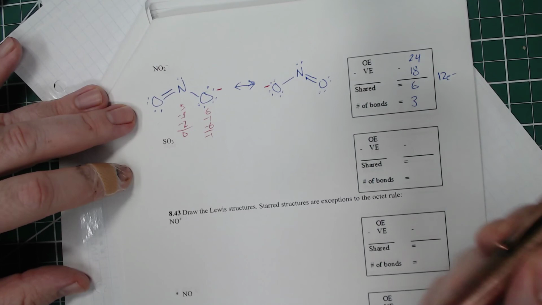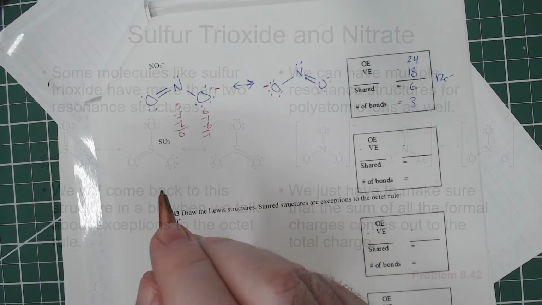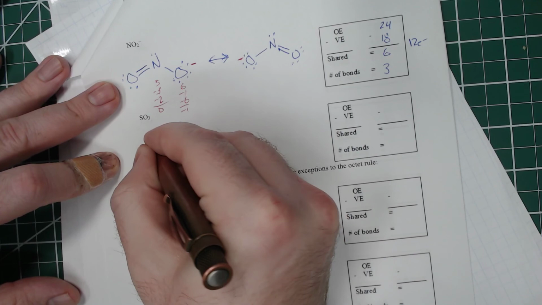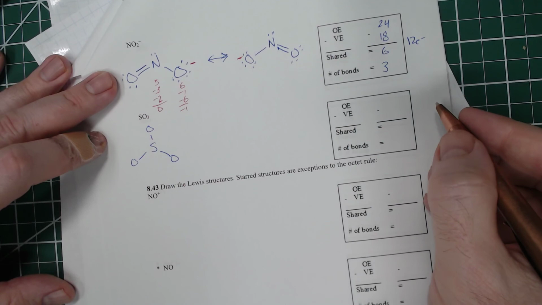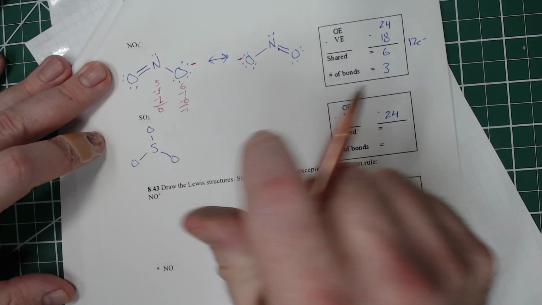Now, I already showed you sulfur trioxide over here on this page, right? It's right there. But I just want to go through the math real quick just so you can see how this works. Sulfur, of course, goes in the middle. All right, so sulfur goes in the middle. 6, 6, 6, and 6. So 6, 6, 6, and 6 comes out to 24. And then 8, 8, 8, and 8 comes out to 32.